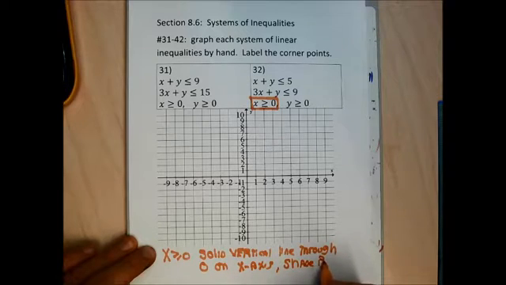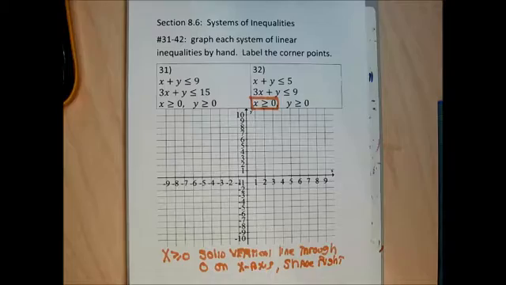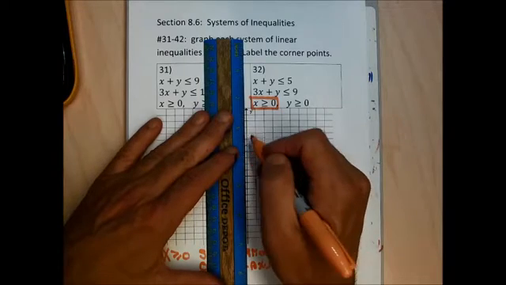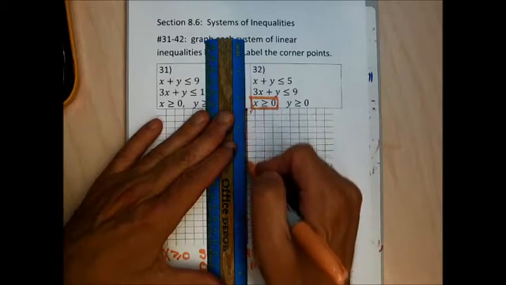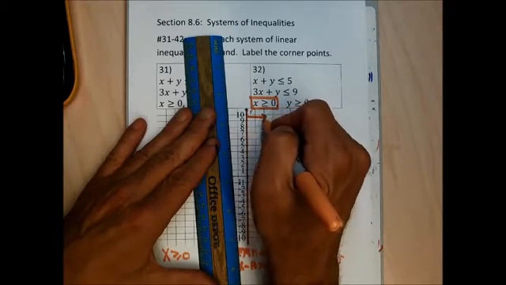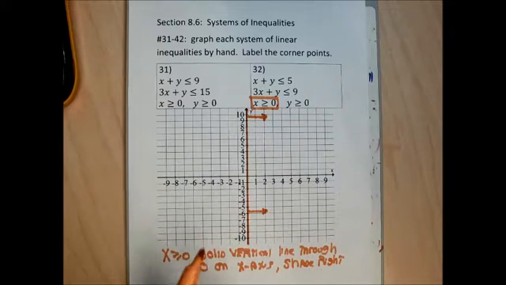And I'm going to do minimalize shading here because I want to find out where all the shadings overlap. So x is greater than or equal to 0 is, I find 0 on the x-axis, which is right at the origin, draw my solid line, and I'm going to shade to the right. Done with that one. I have lots of colors, so I'm going to color code these the best I can.